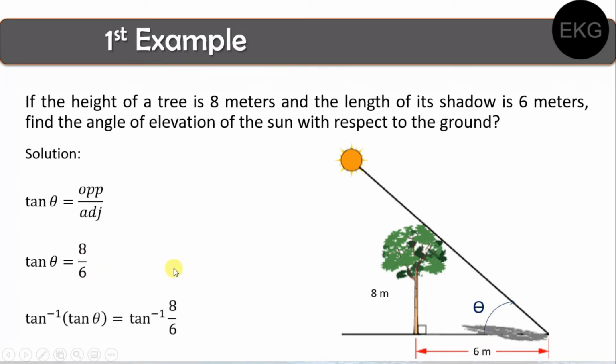So, yan. Then we take the arctangent or the inverse trigonometric function of tangent on both sides. So, arctangent, okay, this cancels out, leaving theta on the left side of the equation. And theta, kung i-calculate nyo to sa calculator, will lead you to this particular value, 53.13 degrees. And this is now our angle of elevation.